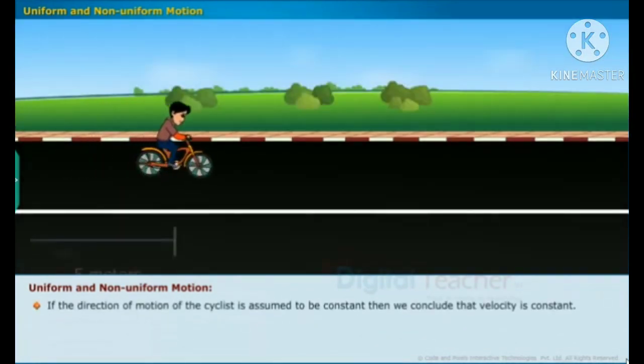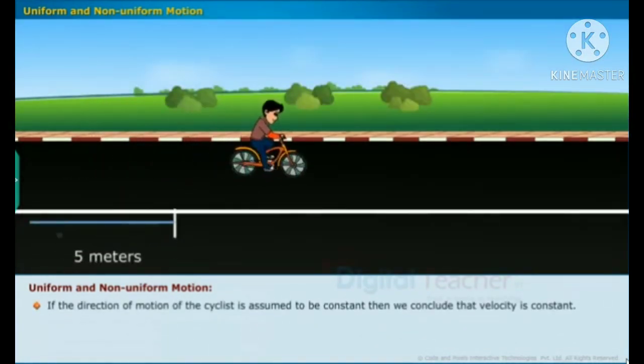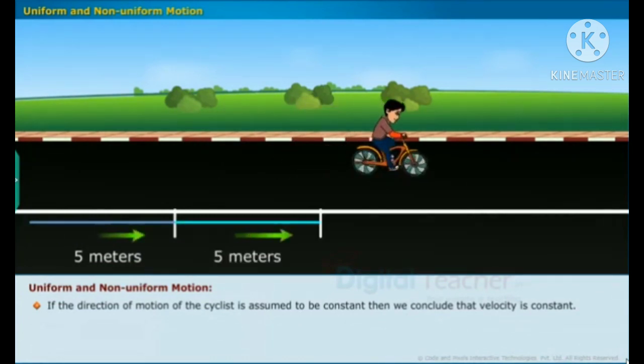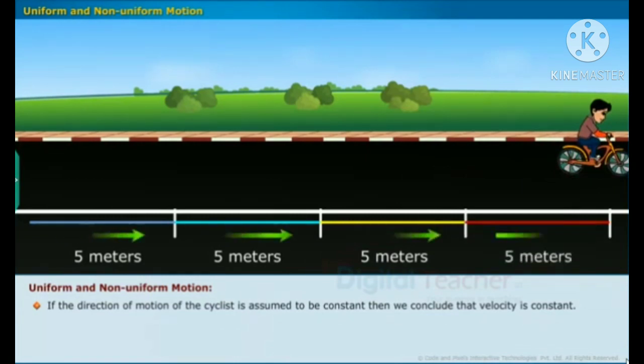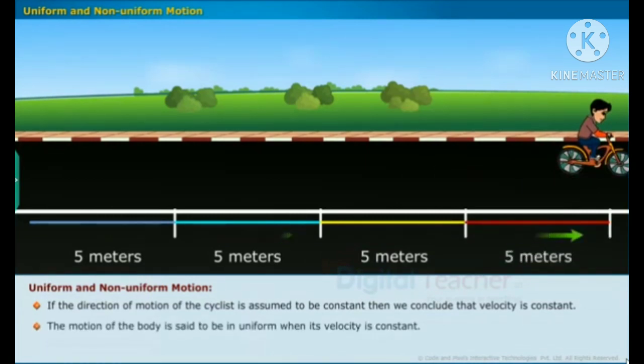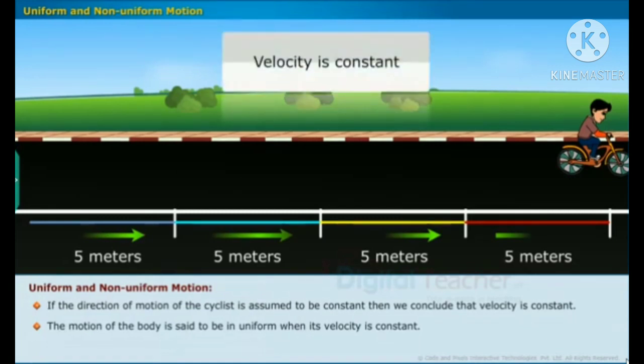If the direction of motion of the cyclist is assumed to be constant, then we conclude that velocity is constant. The motion of the body is said to be uniform when its velocity is constant.